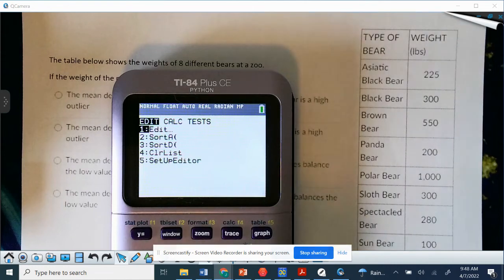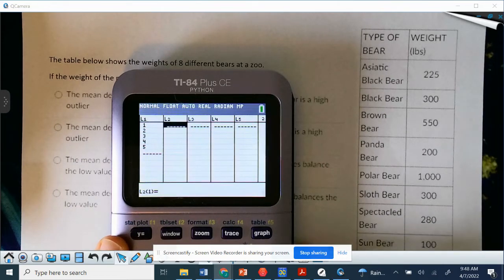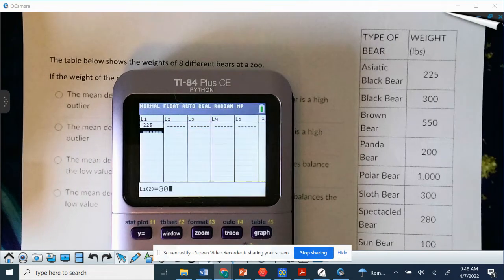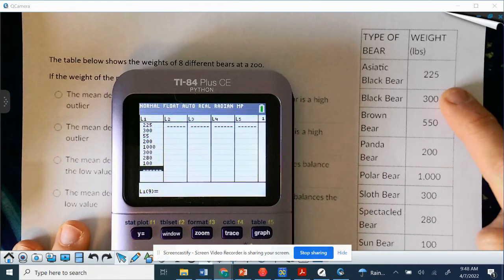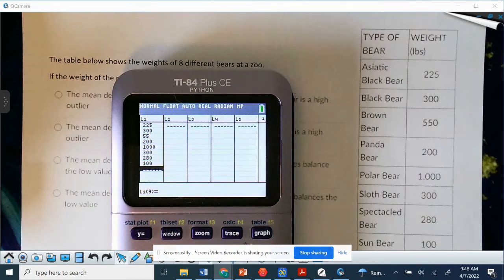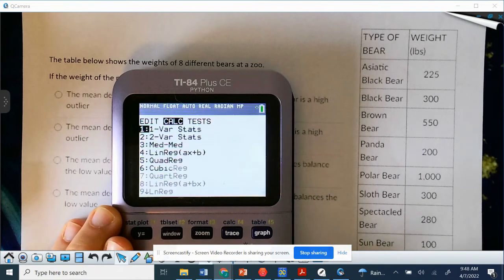So if we're going to go to our stat, edit, clear out your list if you have something in your list, or if you were on Desmos, that's fine too. So we're going to put 225, 300, 550, 200, 1000, 300, 280, and 100. Make sure you have 1, 2, 3, 4, 5, 6, 7, 8. I'm sitting in slot 9, so that means I have 8 items in there. So stat, calc, and we're going to do one var stat.